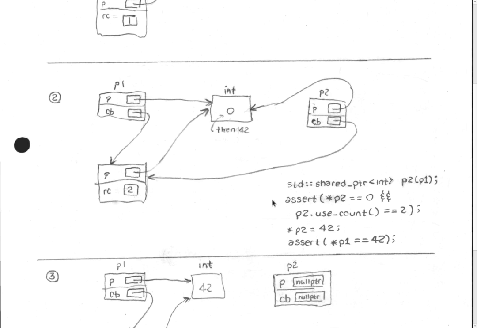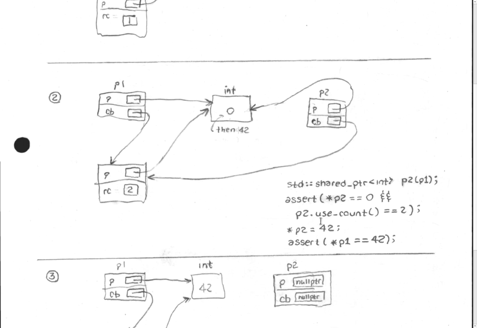So if we go on to the assertion that appears here, we are going to assert that *p2 is equal to 0. Well, *p2, what that's going to do, if we dereference this smart pointer, it just follows this pointer that's stored internally inside, which is pointing over to this integer object. So when we dereference it, we get a reference to this int, which is equal to 0. So of course, the first part of the assertion passes.